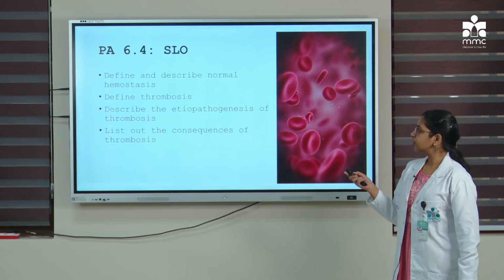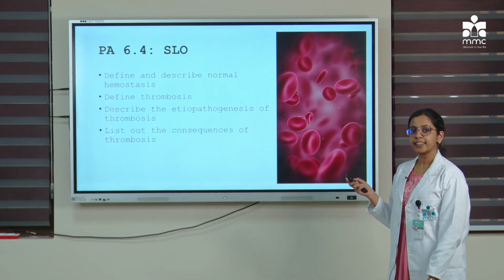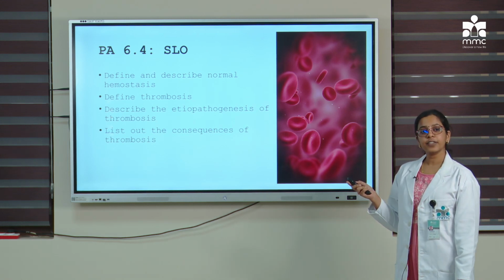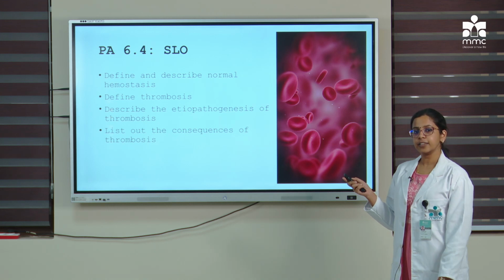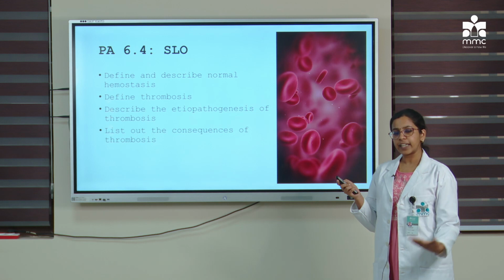So, in this class you are going to define what is normal hemostasis and describe the mechanisms in hemostasis, followed by definition of a thrombosis and the different etiopathogenesis mechanisms in thrombosis. And ultimately you will end up with the consequences, or you learn about the fate of thrombus formation.